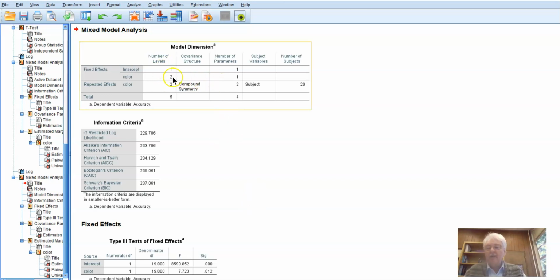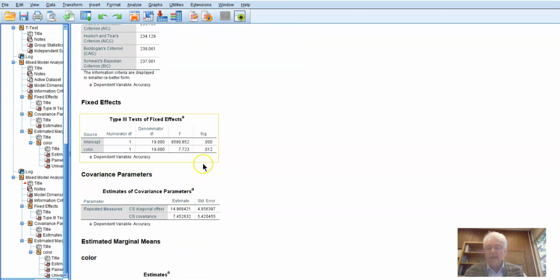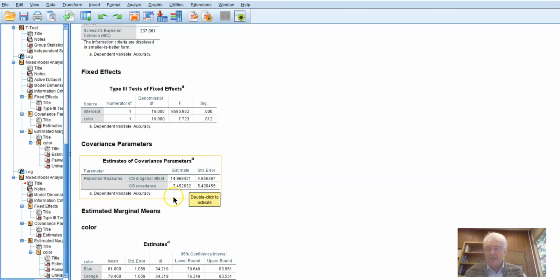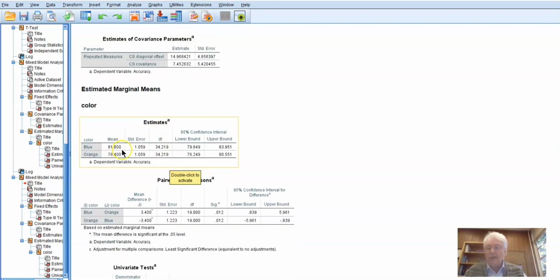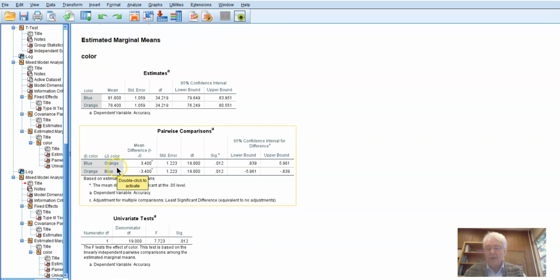All right, we have two colors. We're using compound symmetry. We have 20 subjects. Our information criteria is that. We notice that in our F test, there is a significant difference between the two groups. Well, what is that difference? Well, we can kind of use the covariance. We have our covariance measure there. We'll come back to that. We have our estimates and accuracy. The blue light condition was 81.8 and the orange was 78.4. When we see our pairwise comparison, which is the same as our F test, p was 0.012.